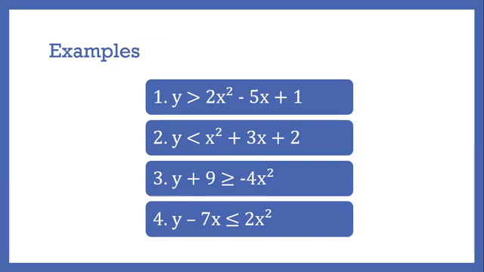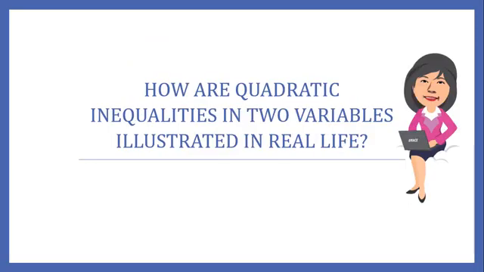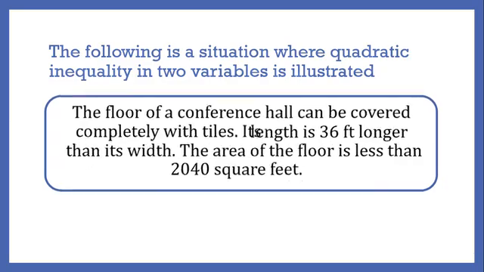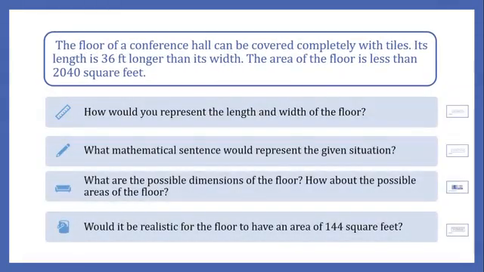Have you ever asked yourself, how are quadratic inequalities in two variables illustrated in real life? The following is a situation where a quadratic inequality in two variables is illustrated. The floor of a conference hall can be covered completely with tiles. Its length is 36 feet longer than its width. The area of the floor is less than 2,040 square feet.